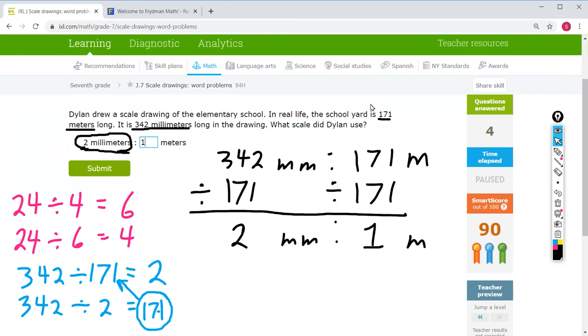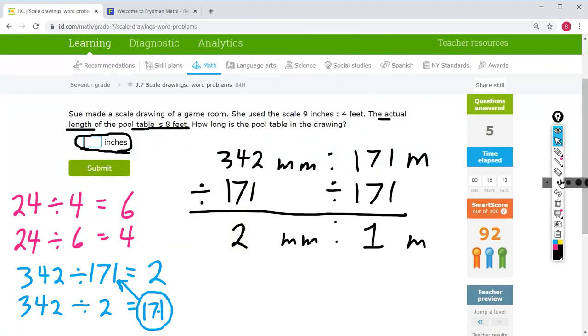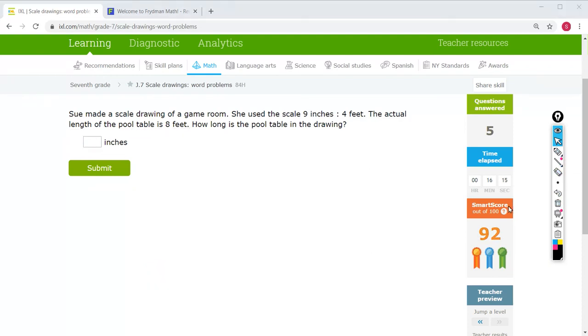So if 342 millimeters corresponds to 171 meters, then 2 millimeters corresponds to 1 meter. This is twice as much as this, and this is also twice as much as this, so it seems reasonable.